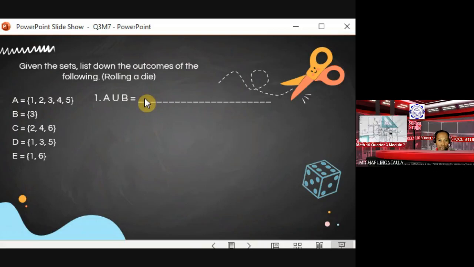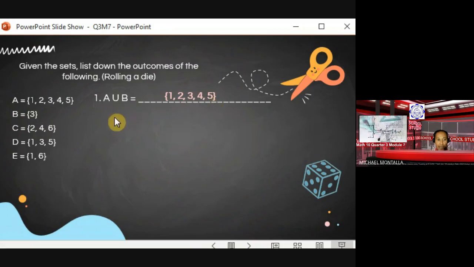pagsusulat mo ng number ay isang beses lang. Katulad nito, pag pinagsama mo yung A and B, yung 3, dalawang beses lilitaw yan. Okay? Pero ang pagsulat mo ng iyong final answer ay isang beses lang. Okay? Nakaayos na from smallest to biggest. 1, 2, 3, 4, 5.